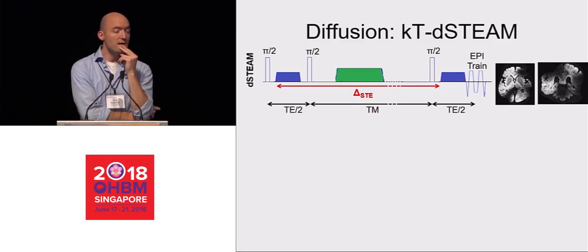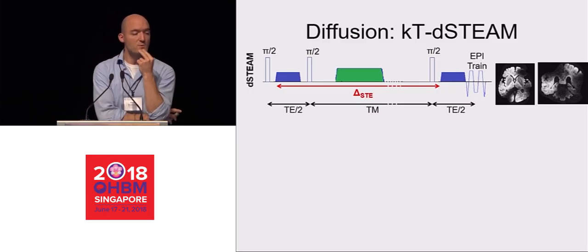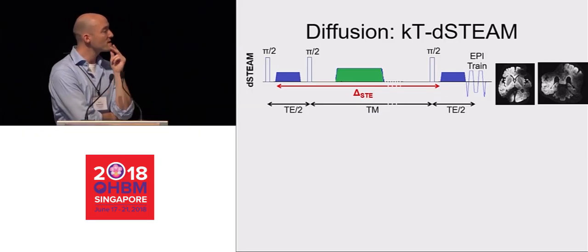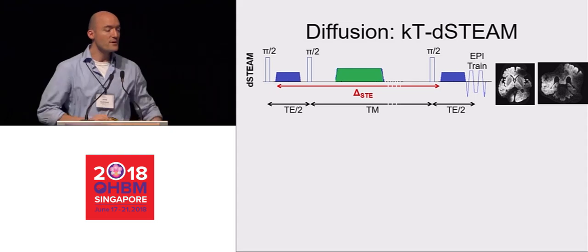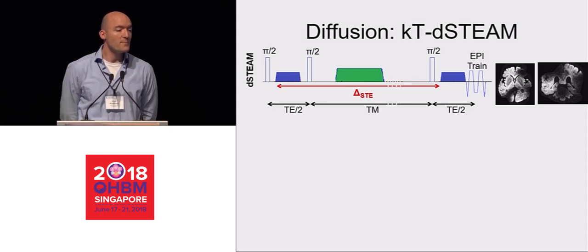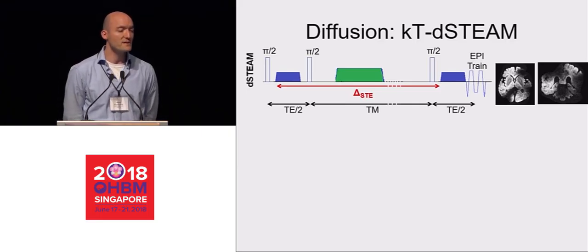So we went to the so-called STEAM sequence, and the STEAM sequence is a sequence of 3 90-degree or pi/2 pulses that you see indicated there. The second pulse is preceded in blue here, and the third pulse is followed by the diffusion gradients. The big green gradient in the middle is a spoiler gradient that you also need.